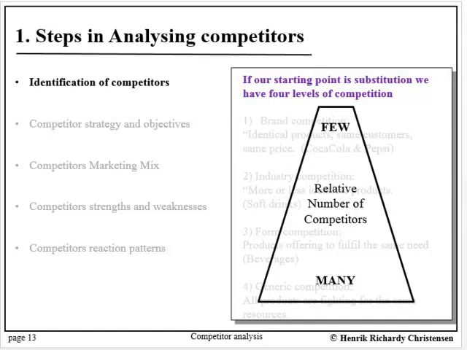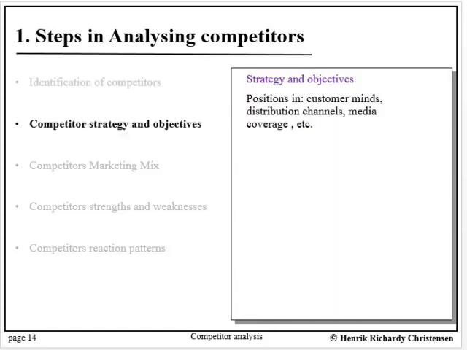Now that was the identification of competitors. Let's move on to the next step. What about competitor strategy and objectives? That will mean positions in customers' minds. What about distribution channels? What about the media they are using? Basically, it's about how they compete in the marketplace, and what customers think about those competitors.